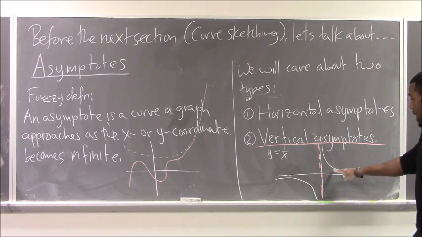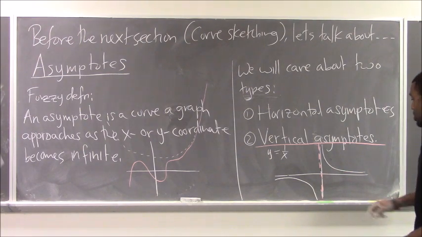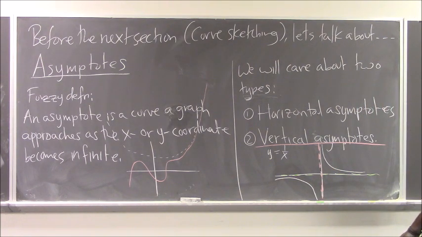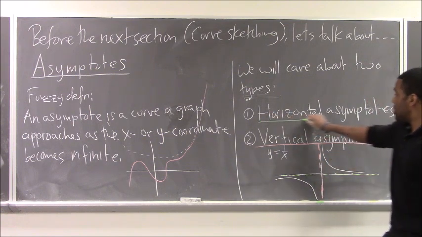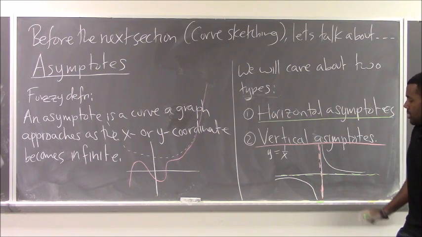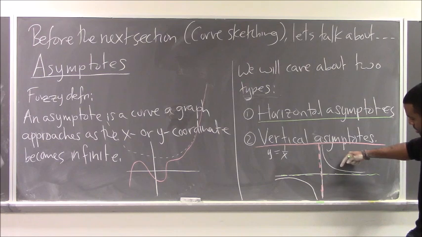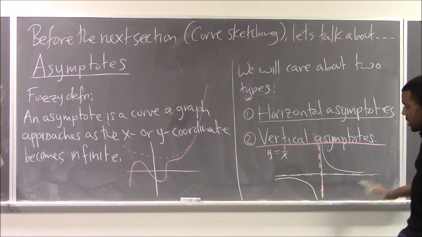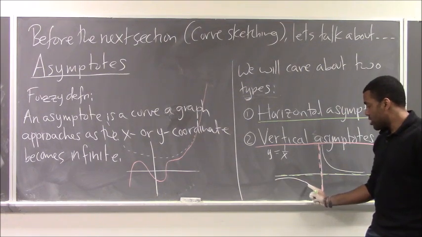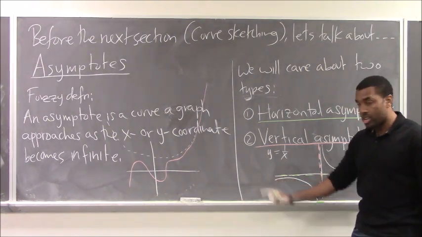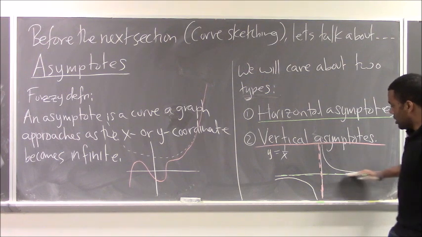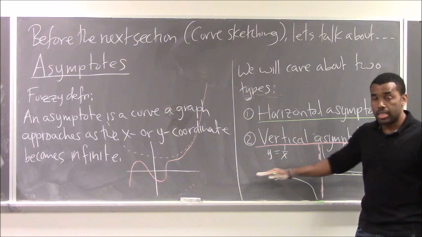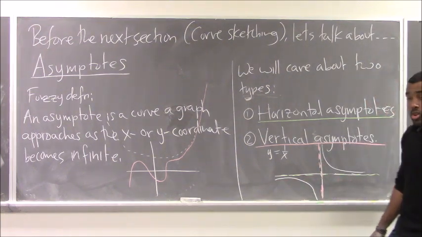As your x-coordinate is going off to infinity, notice that your graph is approaching y equals 0. So y equals 0 is a horizontal asymptote. Right? So as your x is going off to infinity, the graph keeps getting closer and closer to this curve, namely the curve y equals 0. As your x is going off to negative infinity, your graph keeps getting closer and closer to that curve. That means the line, since this line is horizontal, it's called a horizontal asymptote. It's just the equation of a horizontal line.